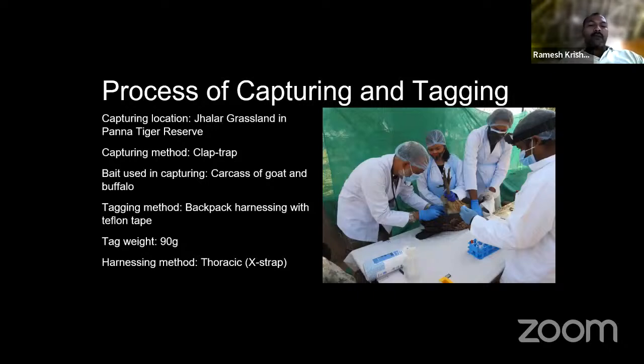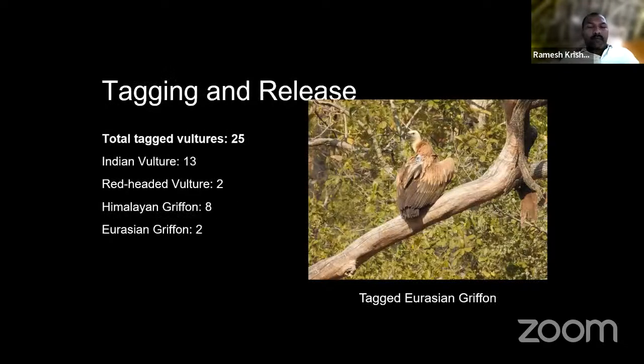You can see this. The tag weights range from 90 grams to 25 grams. So we have small ones. As I mentioned, there are about 25 birds that have been tagged. You can see now the picture of the Eurasian griffon with the tag, a very tiny one.